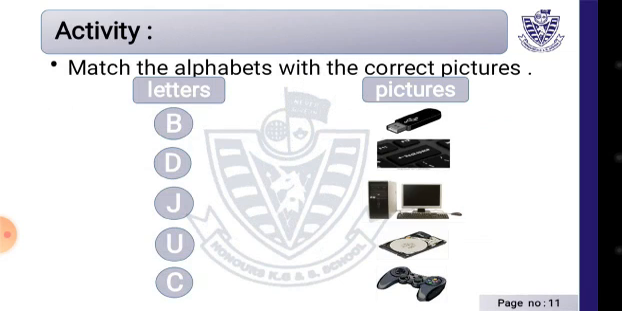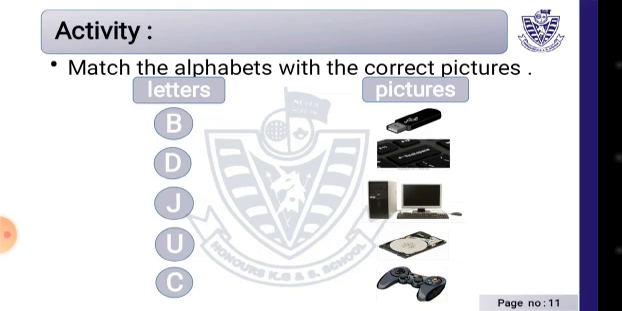Okay, students, let's solve the activity. You will solve this activity in your book, page number 11. Match the alphabets with the correct pictures. Students, there are some letters B, D, J, U, C. And there are some pictures: USB, backspace key, computer, hard disk, disk drive, and joystick.